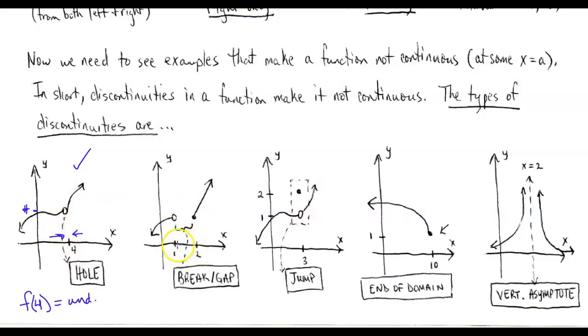Anytime we have a break or a gap, the function is not going to be continuous for all these numbers in between 1 and 2 here. And even with this point, it will only be continuous coming from the right of 2. Okay. We also see here we have a jump discontinuity.